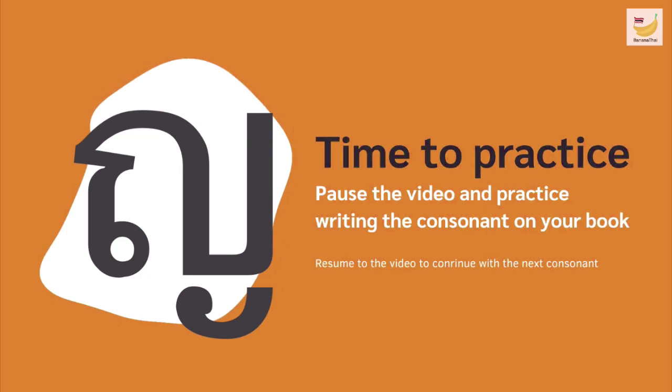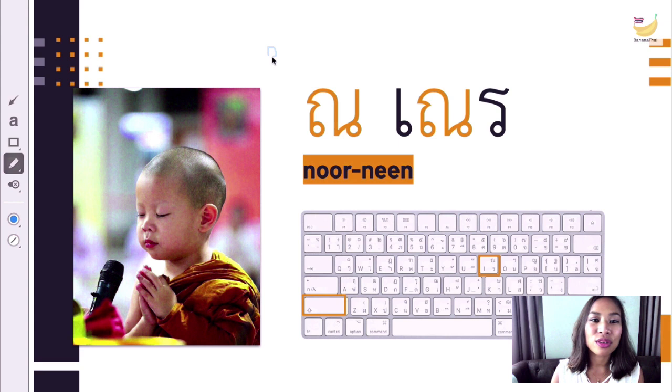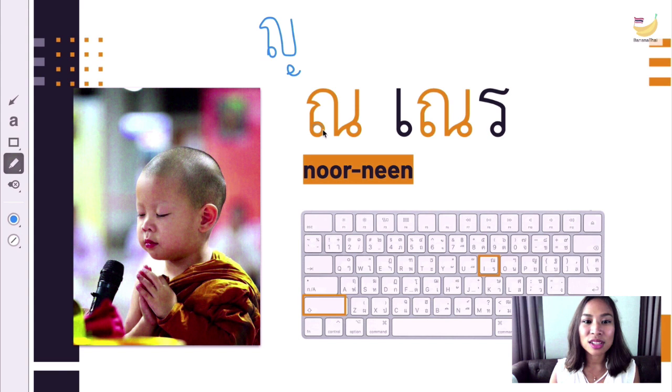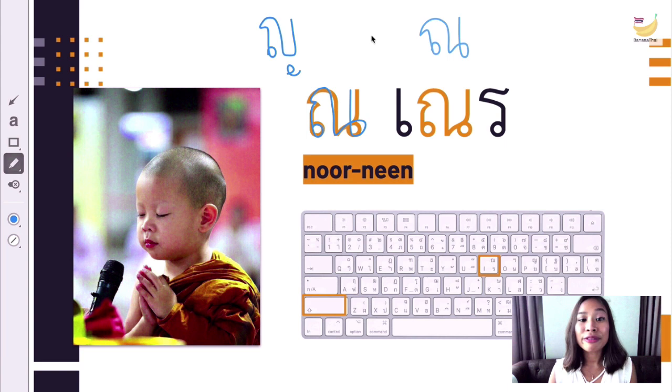Next one is a new one that already looks similar to yo ying. Remember yo ying is like this, with the earring, and this one is no nen. This part looks similar, and at the end it goes like this and up, different from yo ying. This one is the n sound. Nen means little monk or young monk, not a monk but a young monk. And it's not really commonly used, that's why you have to shrink it, and it's on top there.